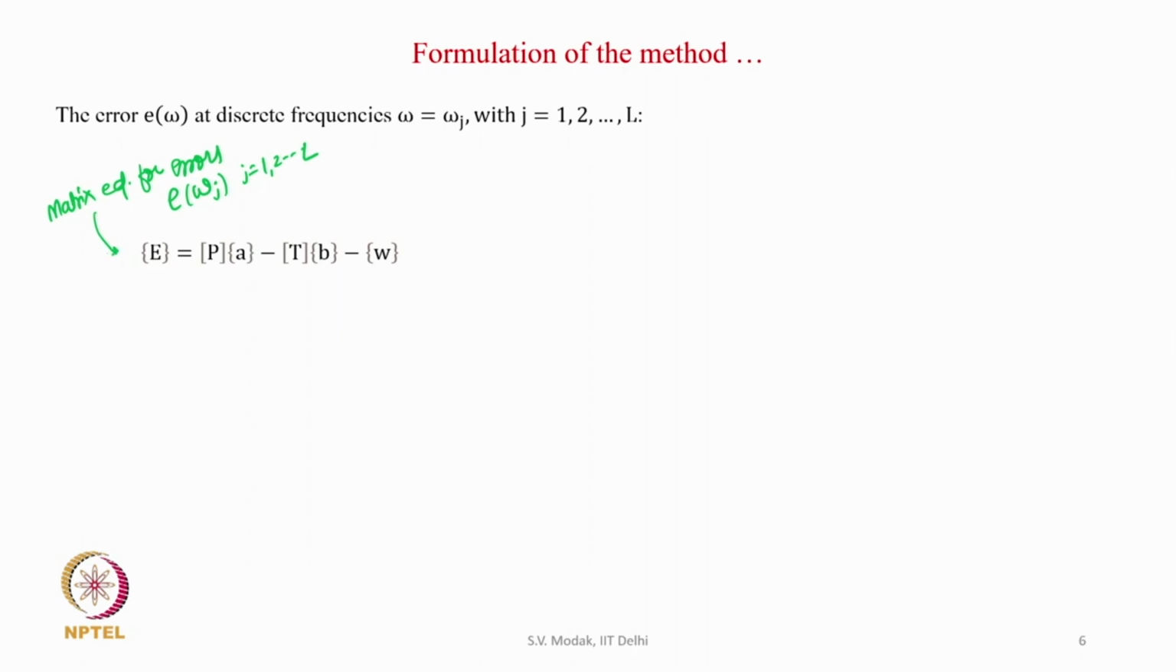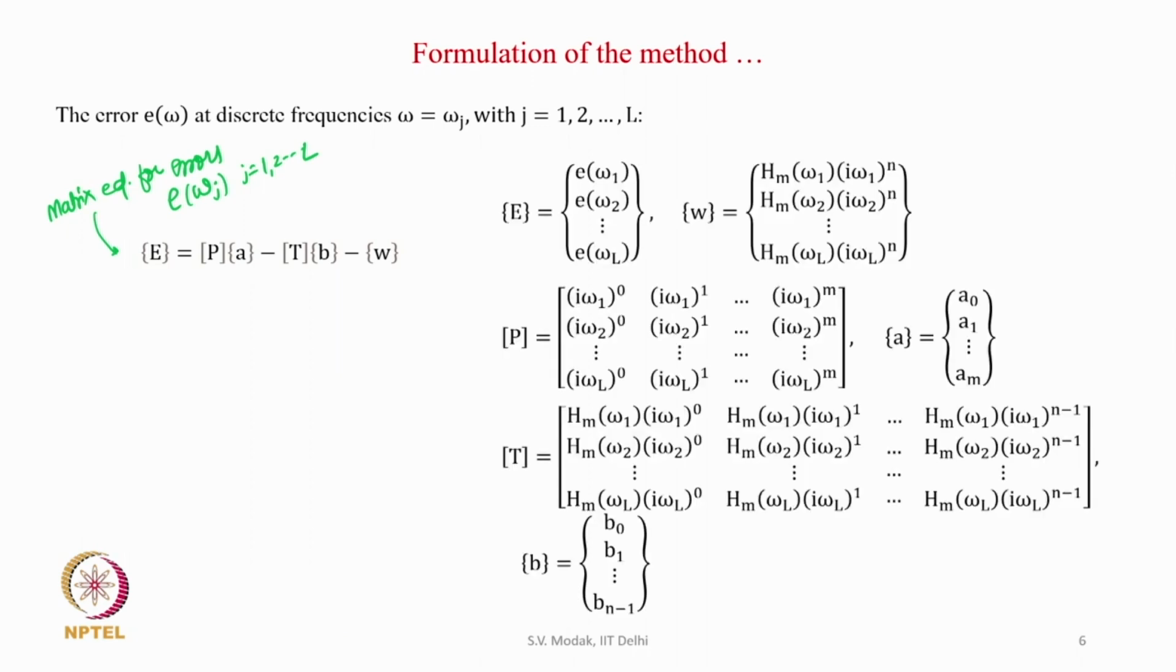Now, what are the different vectors and matrices which are appearing in this equation? These matrices and vectors are this. So, here vector E is the vector of errors at L number of frequencies. So, we can see here this is the vector of error at L number of frequencies.